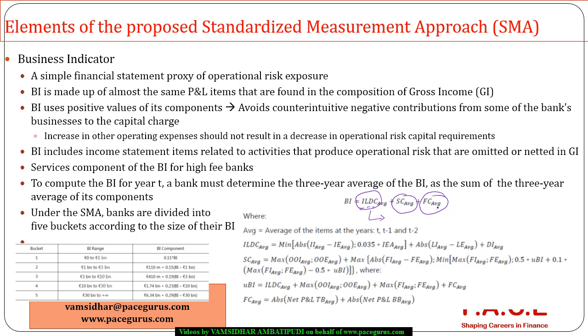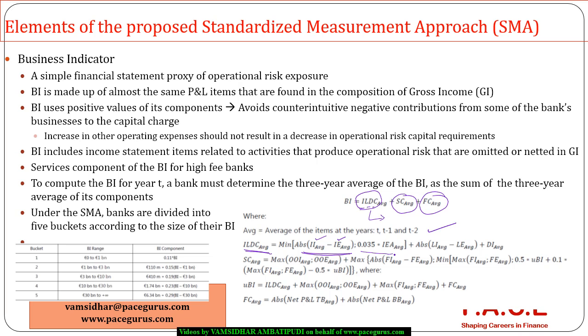One is the typical incomes: interest, lease and dividends. Then we are talking about the service component and the financial component. So I am taking the average of the last 3 years. Now if I have to look at the interest, lease, dividend average, I am talking about the absolute differences between interest income and interest expense. So average interest income and average interest expense. I am taking the difference of these two and I am taking the absolute value. So whichever is greater, I am taking the positive of that.